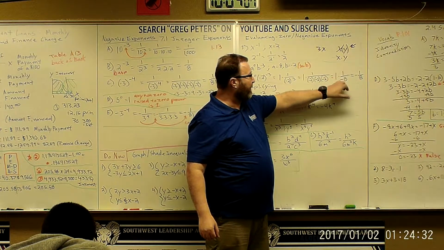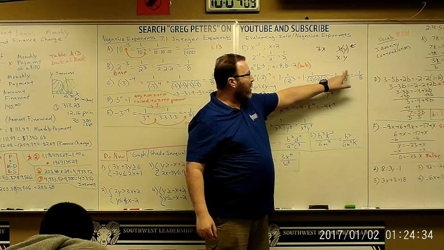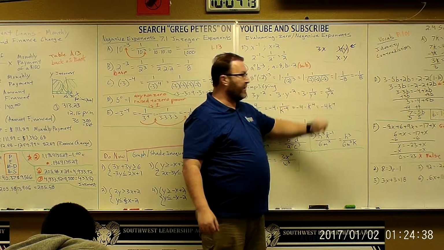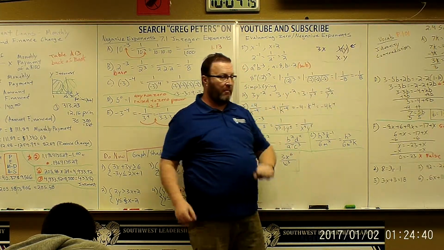Now this simplified, +1 divided by -8 makes it -1/8. That 1 doesn't even matter. We're done with the problem.